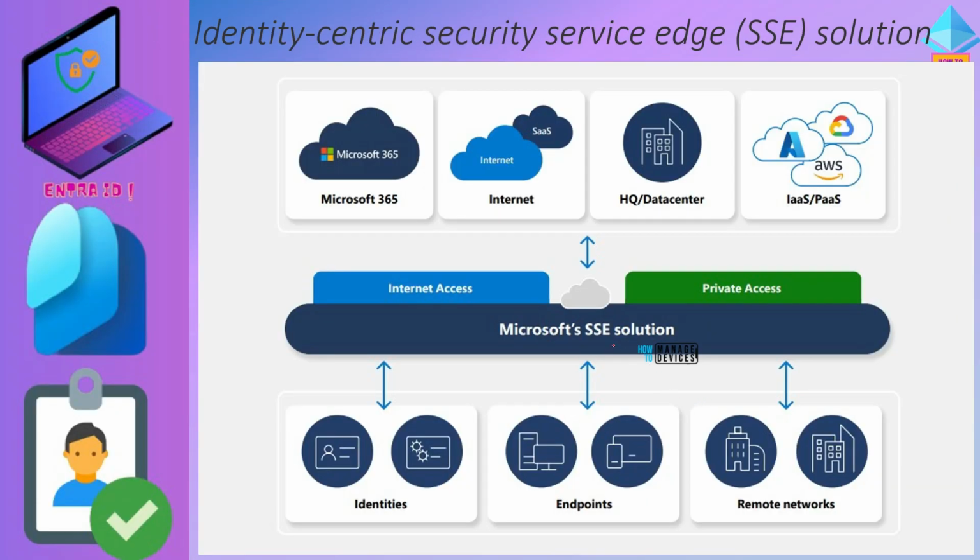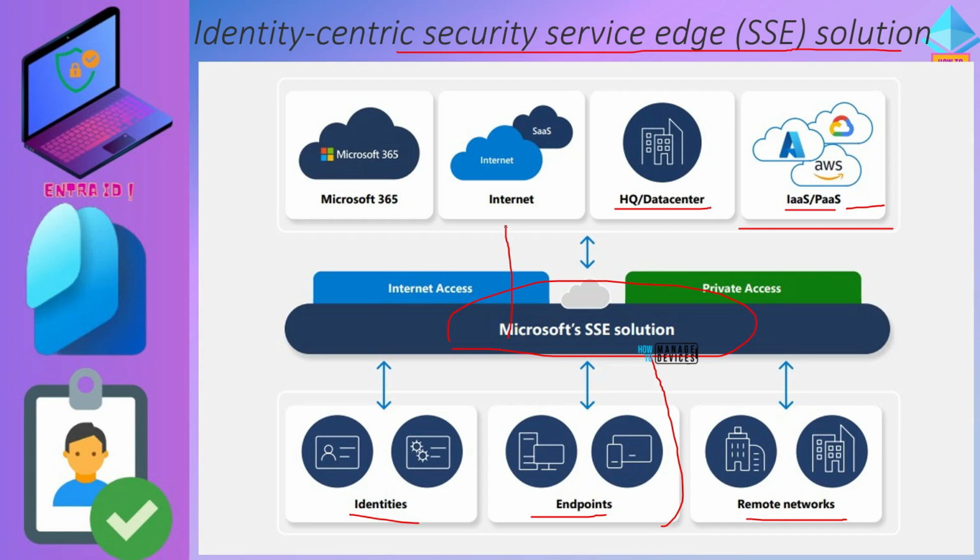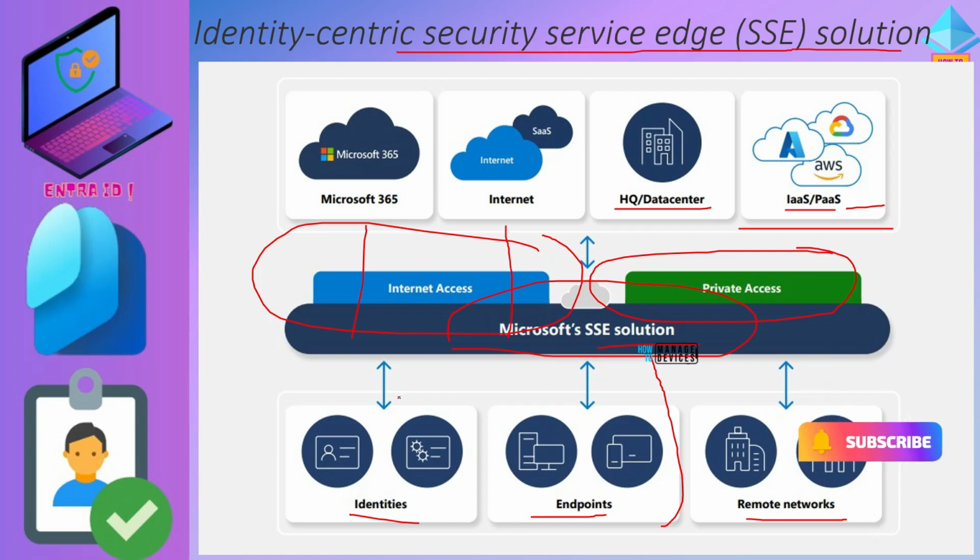This is another high-level view of the identity-centric security service edge solution. The Microsoft SSE solution helps secured and optimized connectivity for the identities, endpoints, and remote networks to IaaS, infrastructure as a service, or PaaS solutions, access to headquarters or data centers within the corporate network, and then to the internet, and then to Microsoft 365 applications and resources. These are internet access, these are private access. So the Microsoft SSE solution helps enterprises to secure and optimize the connectivity between these two entities.